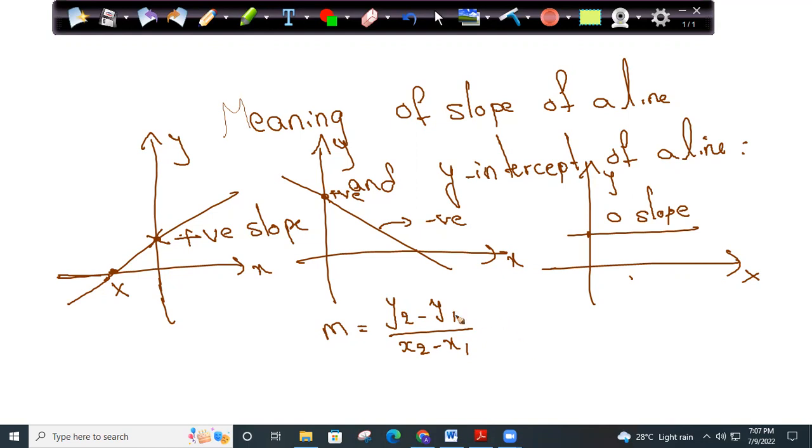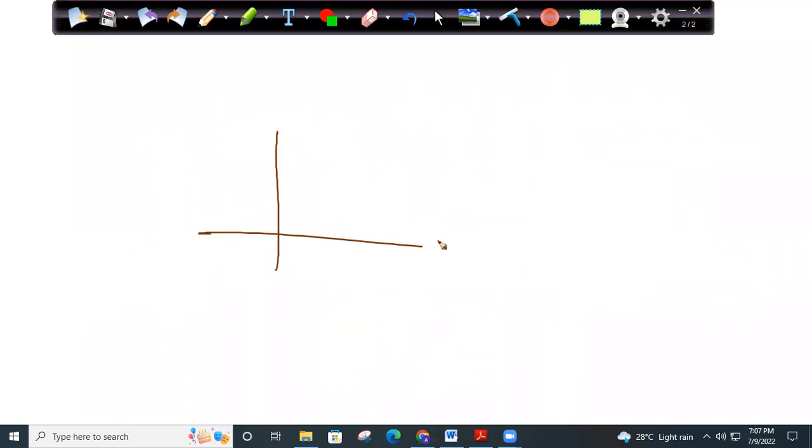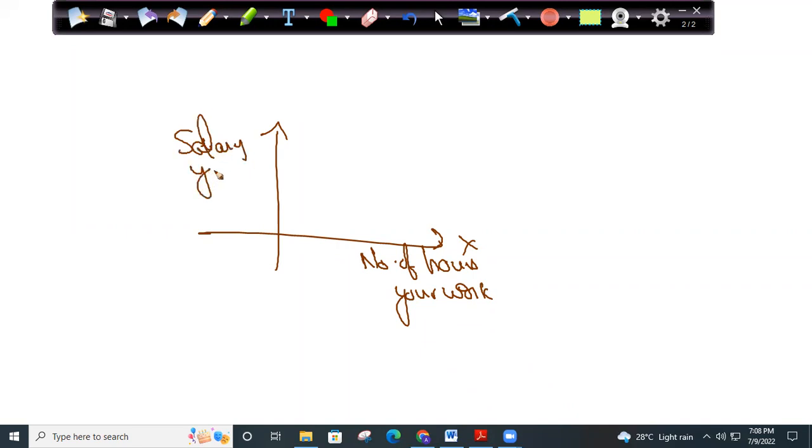So this is a way to find slope. There are many more ways. This is one of the ways to find the slope. Suppose I have my x-axis as the number of hours you work. Listen to me carefully. On the x-axis, I am representing the number of hours you work, and on the y-axis, I am representing the salary you earn.